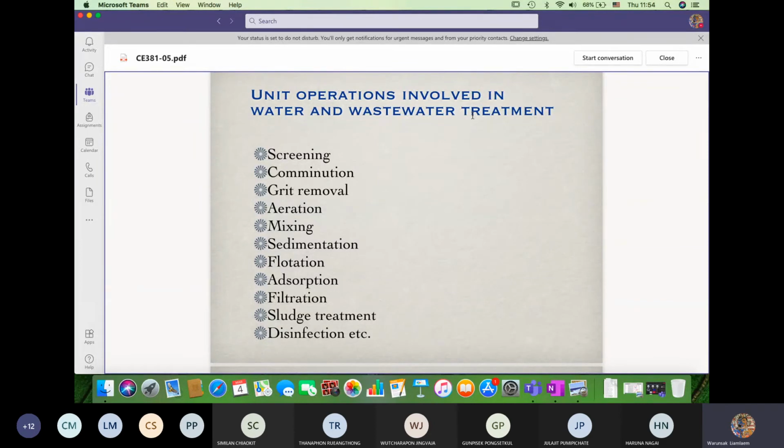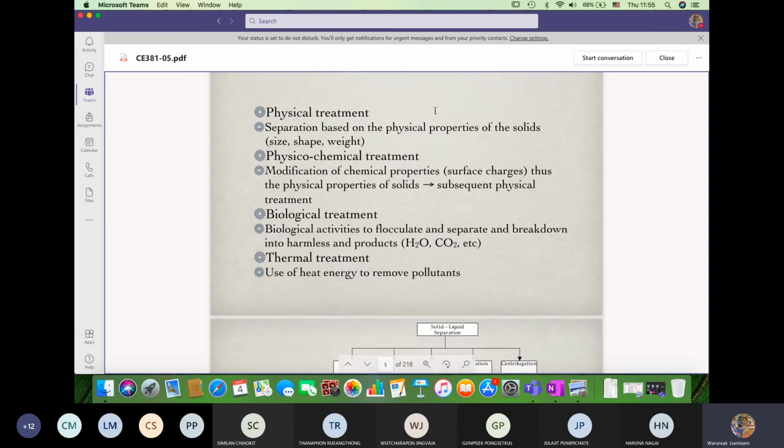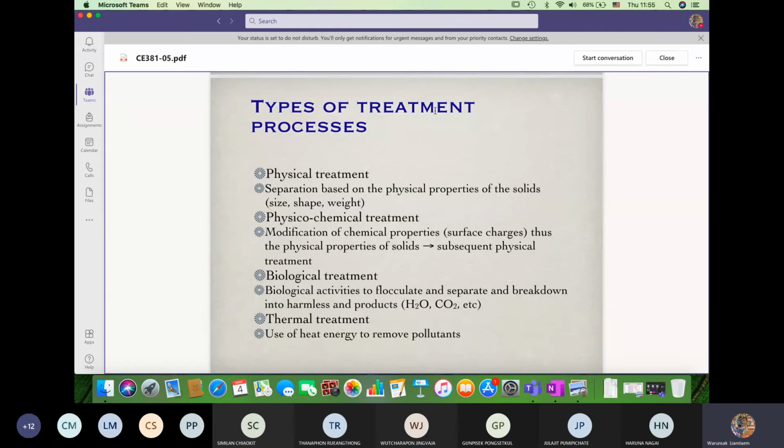So some units are basically used only at water treatment plants, but some units are only used at wastewater treatment plants. Okay, so these are the most commonly used unit operations and unit processes. For the treatment types, we can classify them into 3 major types, but here there are 4 major treatment processes. Physical treatment is nothing but separation based on the physical properties of the contaminants: shape, size, weight, applying only physical methods to separate.